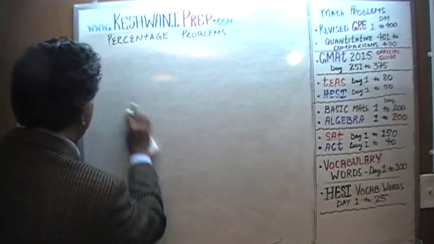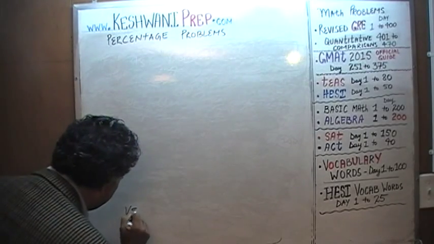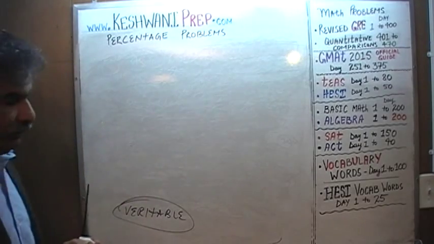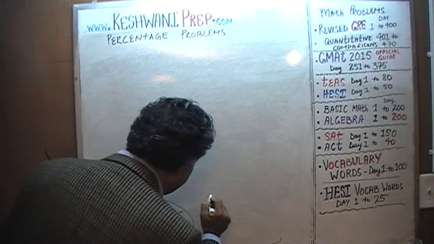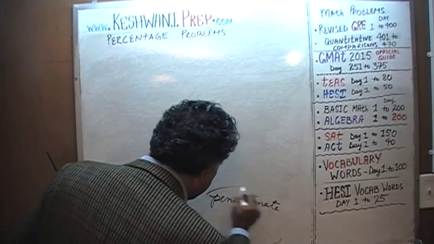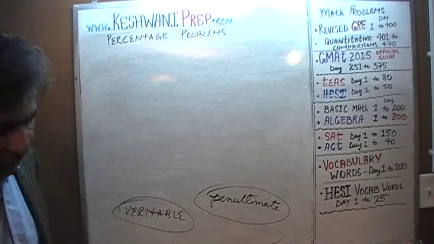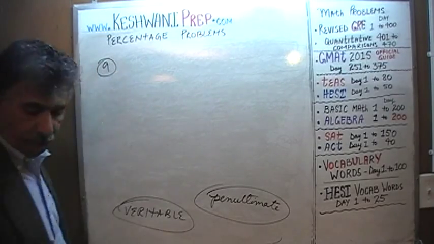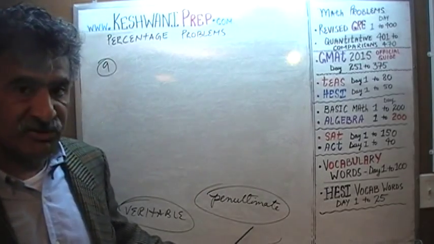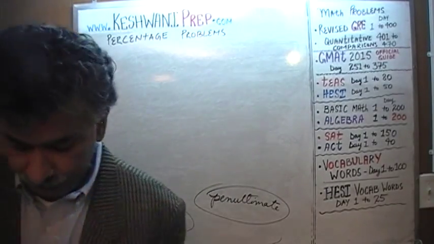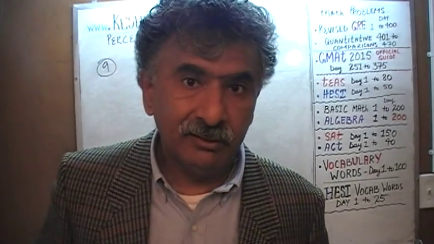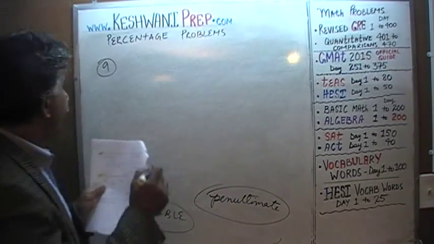Number 9. I'm going to rewrite this so that we don't forget it next time. And here is the next vocab word. Let's do the penultimate problem, number 9. Penultimate is another vocab word we learn in our vocabulary lesson. I'll tell you which day we learn this word in the next video. I told you I don't have the list in front of me right now. Penultimate is just a very fancy way of saying second to the last.